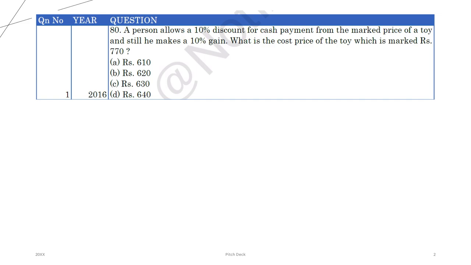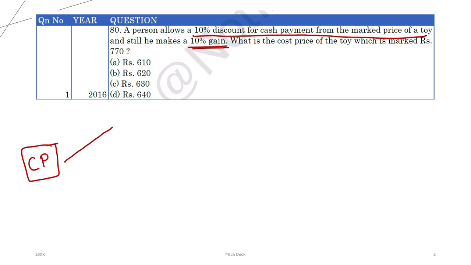Right. So let's start. A person allows 10% discount for cash payment of a marked toy and still makes 10% gain. So this means there's a shopkeeper. What did he do? He bought it for some price. This is his cost price. Suppose it's a toy and he bought it for some money. After that, he marked it up for some price. That's the mark price. Why mark it up?